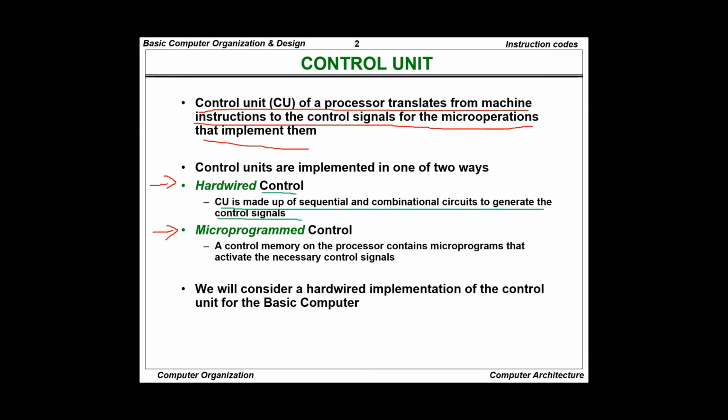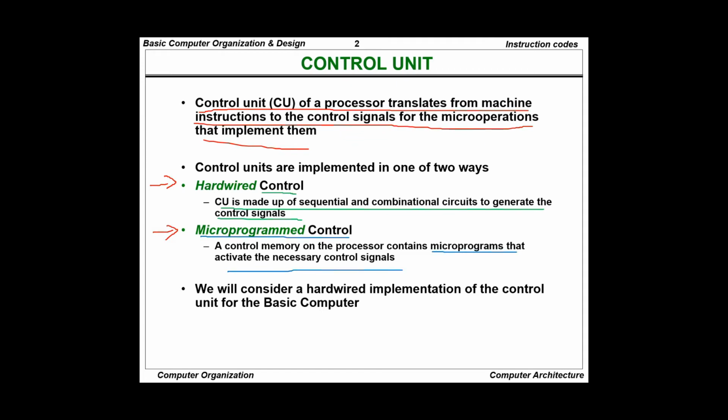Now what is microprogrammed control? A control memory on the processor contains microprograms that activate the necessary control signals. The control memory present on the processor contains the microprograms. We'll see what microprograms are later on. They activate the necessary control signals.